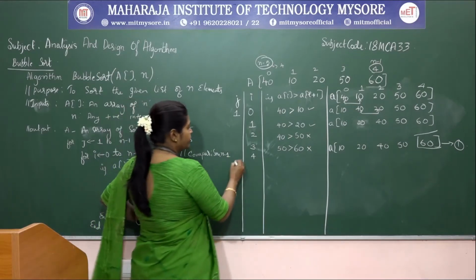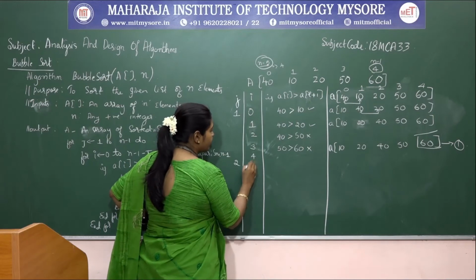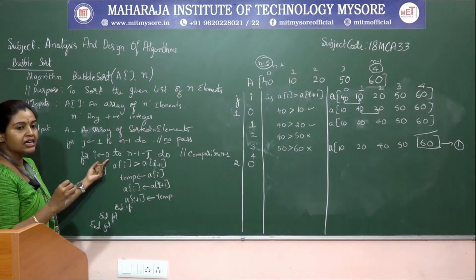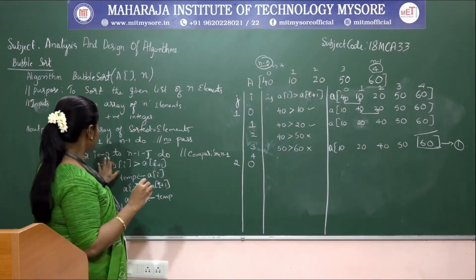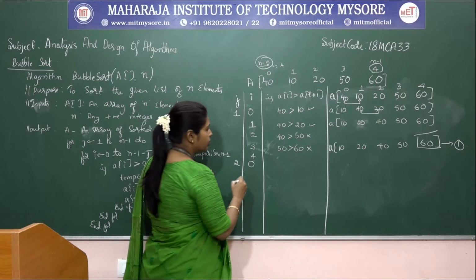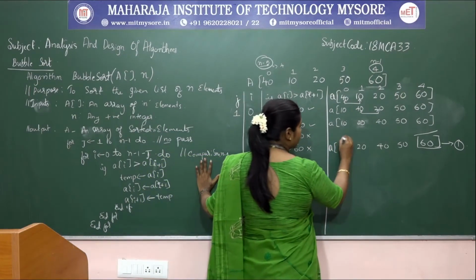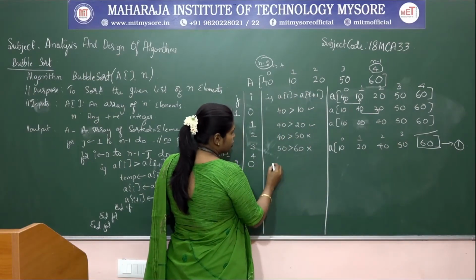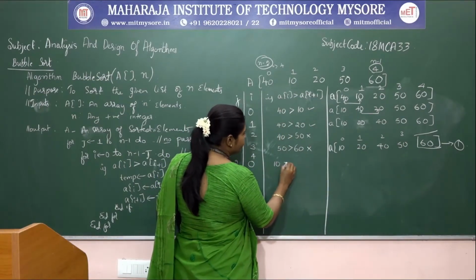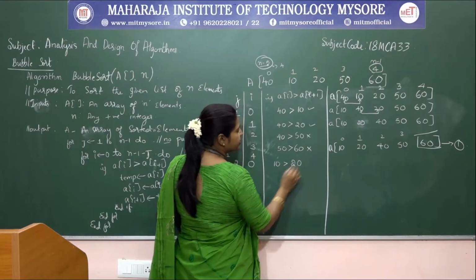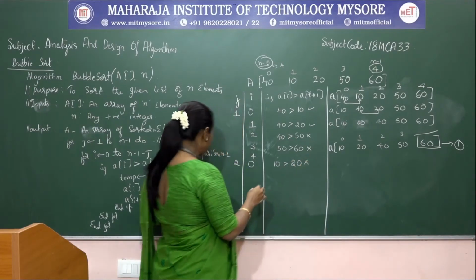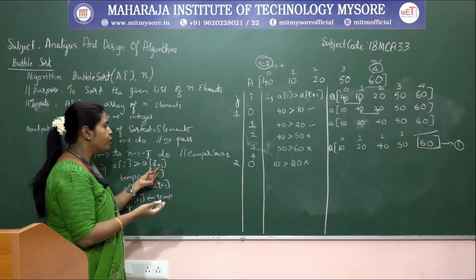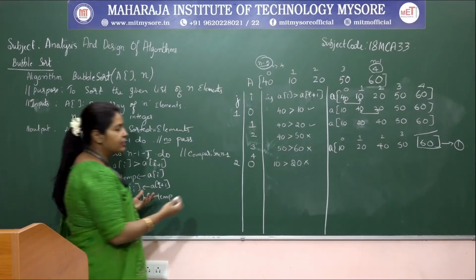Now, where does i start? When j gets incremented, i starts again with 0, so we go 0, 1, 2 and 3. Now the 0th position element, that is 10, is compared with the next position element, that is 20. No swap, right. a of i greater than a of i plus 1 is false. If it is false, simply i gets incremented.